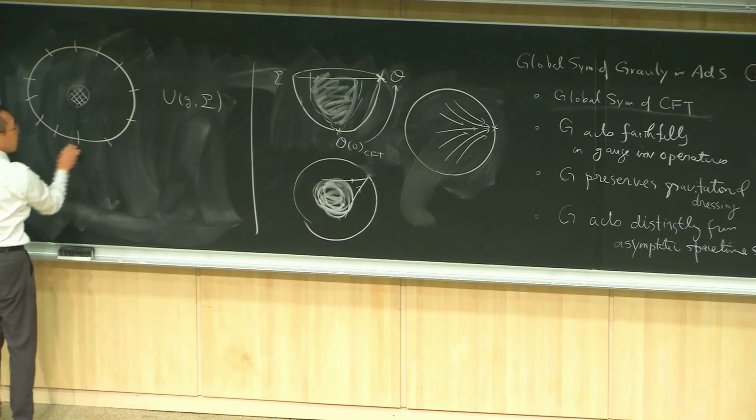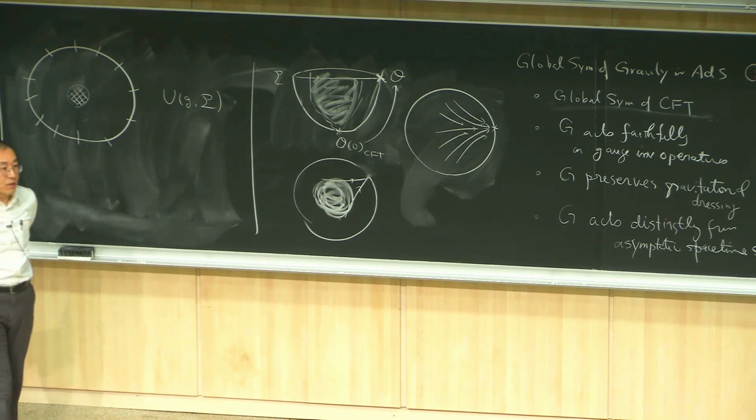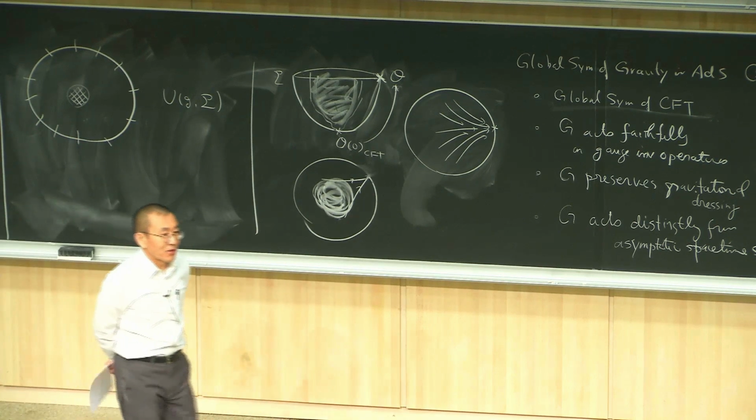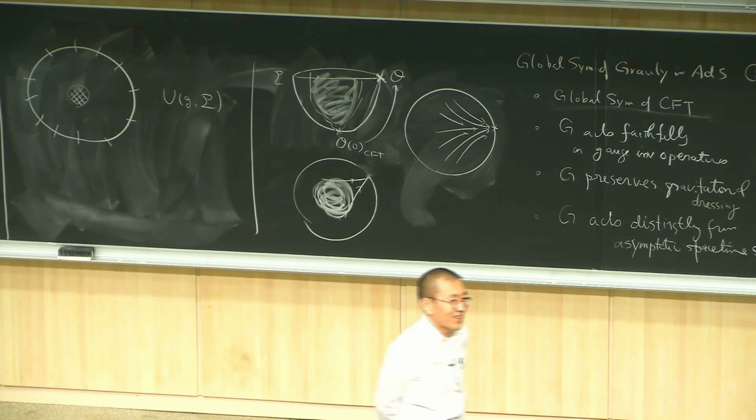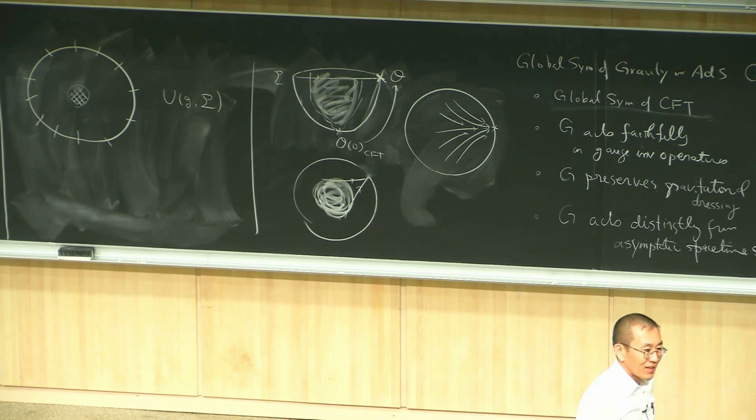Hiroshi. Somebody raised a hand? It's me, sorry. You can tell me to shut up if I'm asking too many questions. No, you have not. It just occurred to me that you've actually given a very general definition of how to implement the global symmetry even deep in the bulk, right? Because you can just move the state out to the boundary, act with the CFT symmetry, and then move it back into the bulk. Is that what you have in mind?